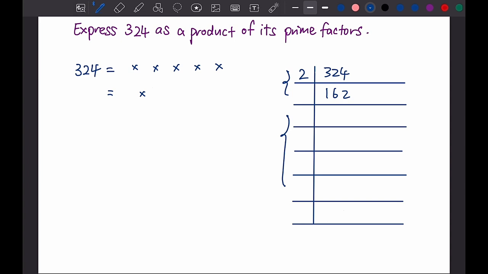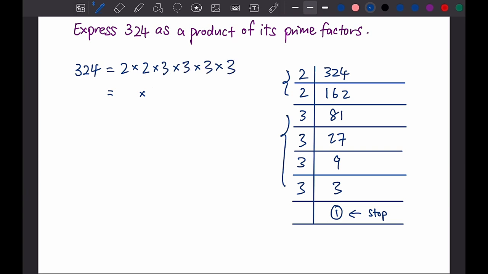162. Alright, if we divide by 2 again, we're going to get 81, and divide by 3 now because 81 is an odd number, and then we're going to get 27. And then if we repeat this process of division, we're going to work towards getting a 1 in the end. Alright, and when we arrive at 1, we stop this process of repeated division. So we basically have 324 equals 2 times 2 times 3 times 3 times 3 times 3.